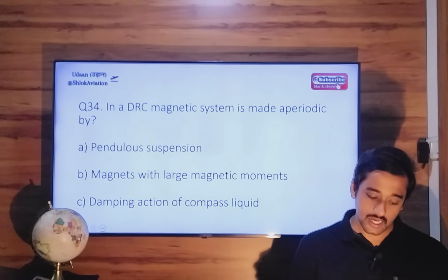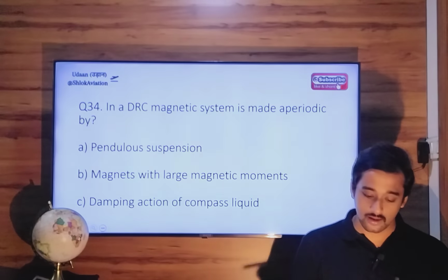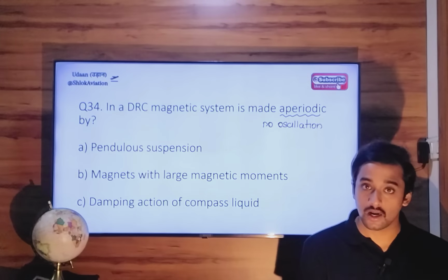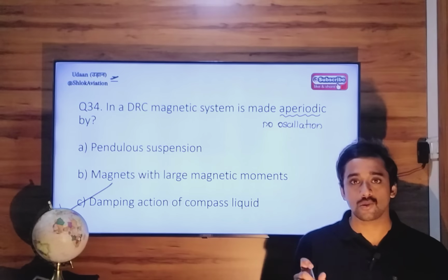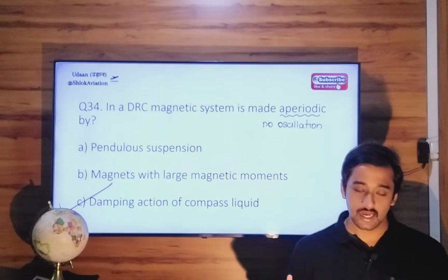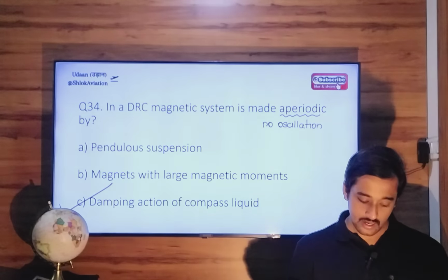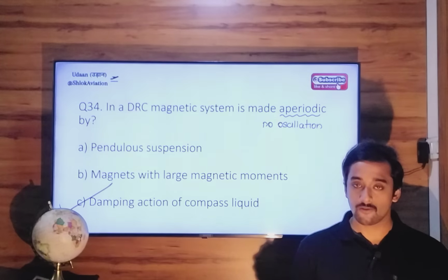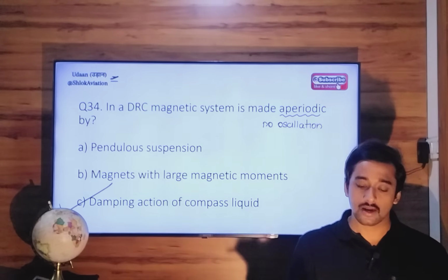Question 34. In a direct reading compass magnet, it is made aperiodic by what thing? Aperiodic means no oscillations. So a magnetic compass is made aperiodic by damping action of compass liquid. Okay, they use some kind of alcohol. So it's methyl alcohol. You can check the chapter. You can read the chapter magnetism from RK Bali. Very important. Okay, so there you will find that fact. The correct answer is option C, damping action of compass liquid. There are other courses of action also by which you can make a compass aperiodic.